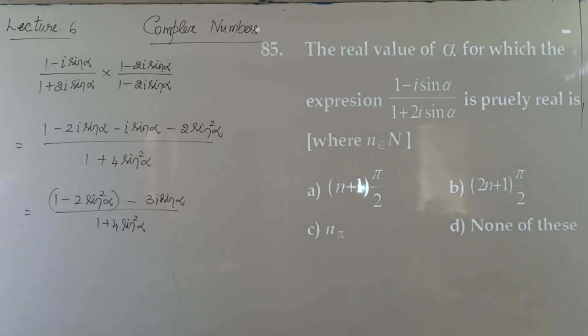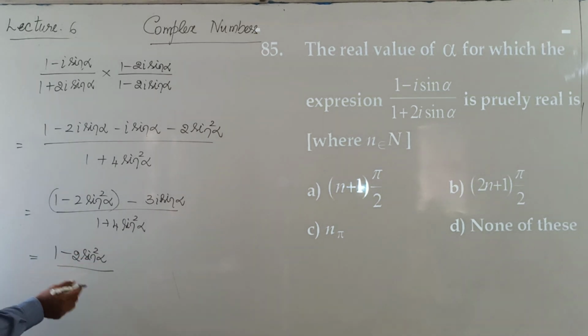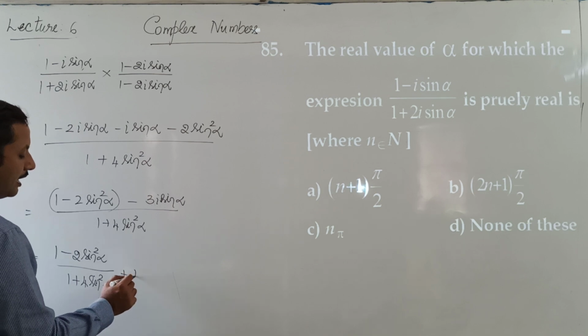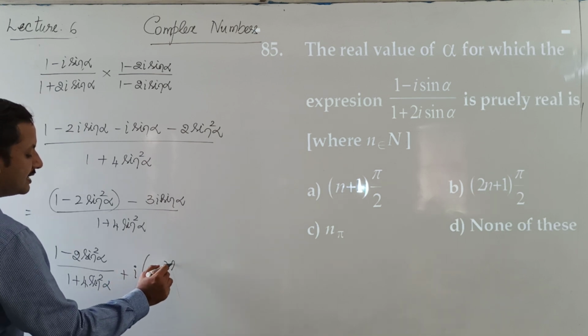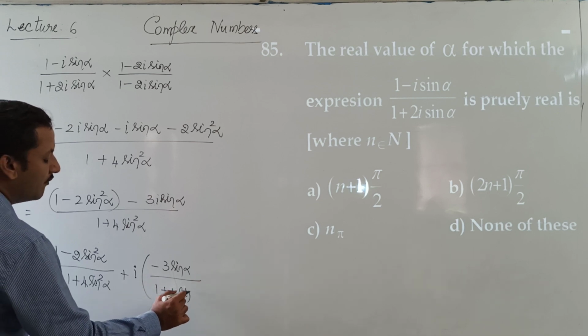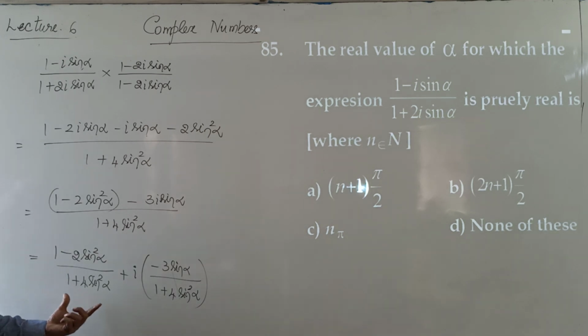Okay. So now this is in a plus ib form. Or if you want, I write one more step. 1 minus 2 sin square alpha, or you can write as cos 2 alpha, divided by 1 plus 4 sin square alpha, plus i into minus 3 sin alpha divided by 1 plus 4 sin square alpha. So observe that this complex number is in the form a plus ib.